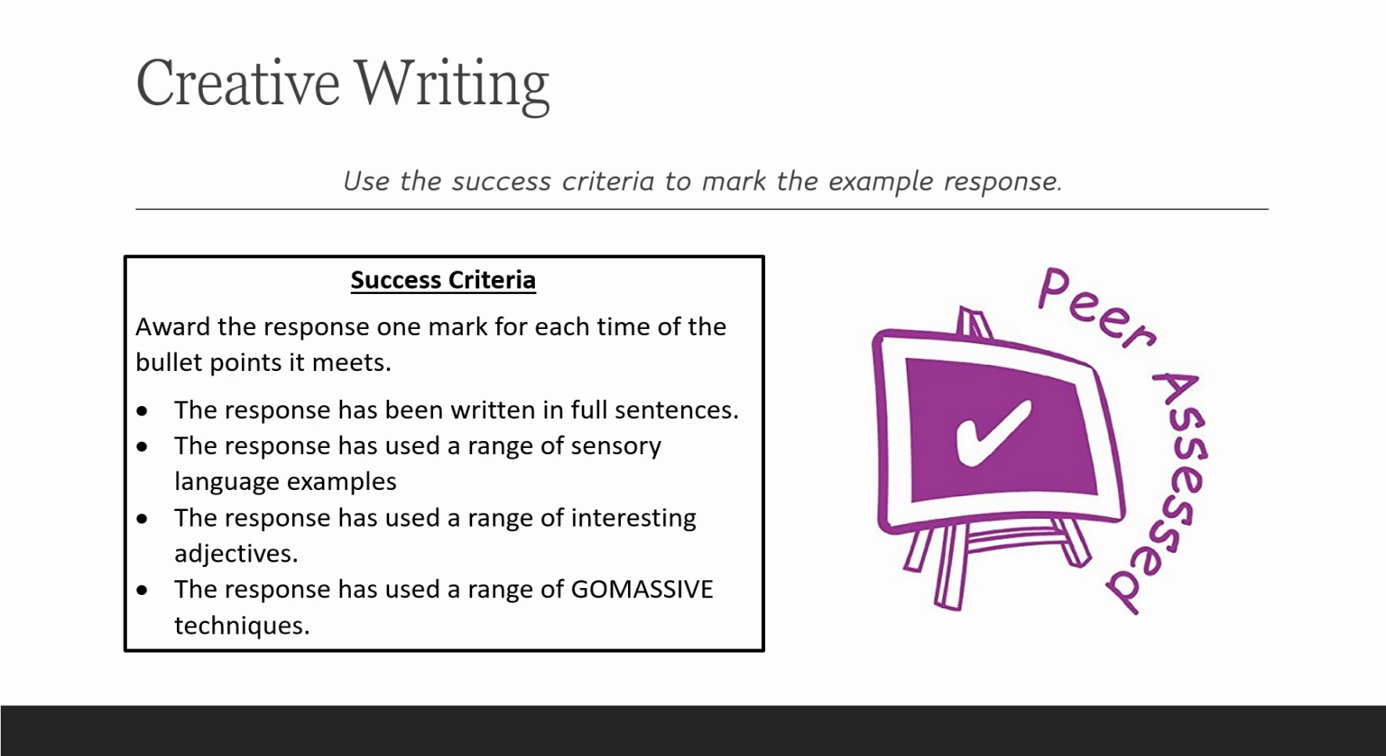And the final one, the response used a range of Go Massive techniques. Now this is actually the same kind of terminology that you would find within the mark scheme. They have things like some or a range, and what you hope for is a range of techniques. Now they're quite vague with how many techniques we mean when we mean a range, so use your best judgment for how many you think they're referring to when they say that.